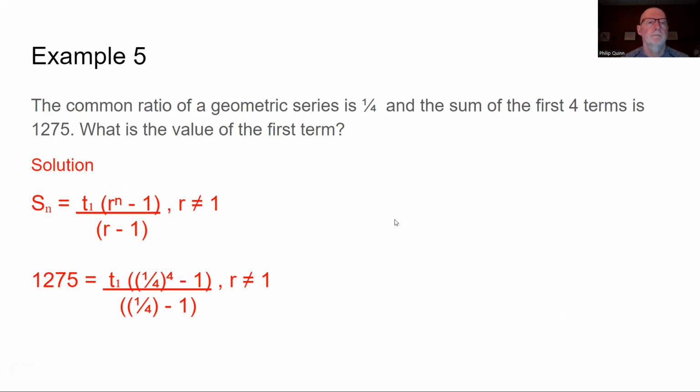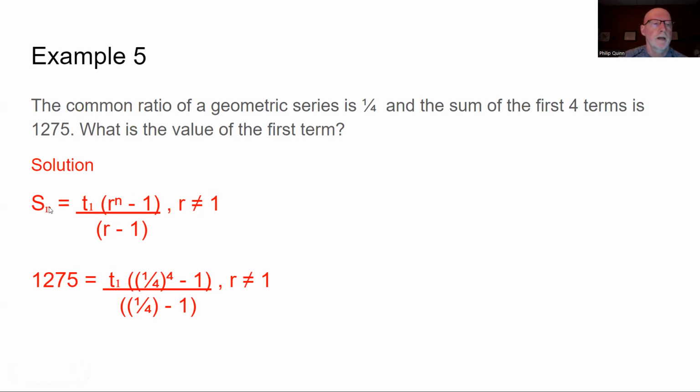Number 5. Common ratio of a geometric series is 1/4, and the sum of the first 4 terms is 1275. So this is an example of where we're asked for the first term. I think in all previous questions here, we've been given the first term, but it's possible, given enough information, that we could find the value of the first term. So which formula? Well, we'll take this one because we don't know the nth or the last term.